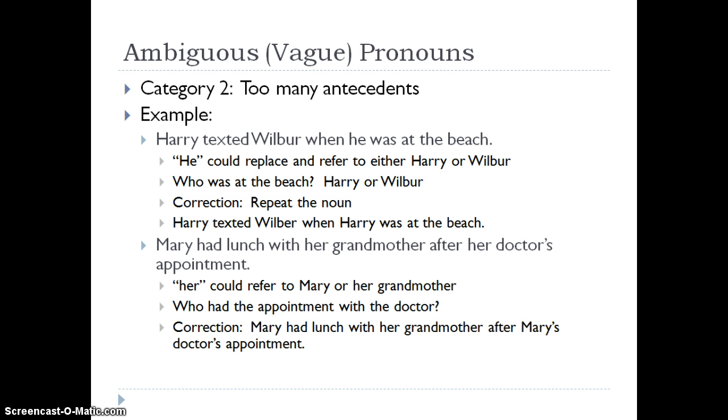Another example. Mary had lunch with her grandmother after her doctor's appointment. Who had the appointment with the doctor? Her could refer to either Mary or her grandmother. In this case, I meant Mary had a doctor's appointment. So Mary had lunch with her grandmother after Mary's doctor's appointment.